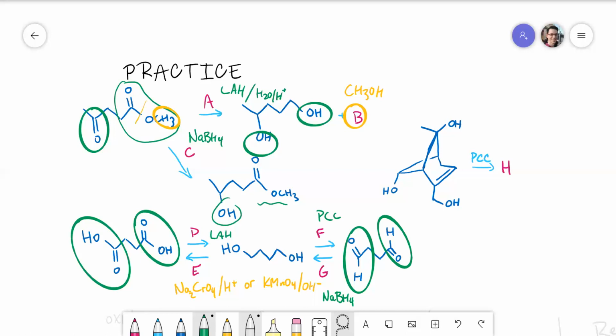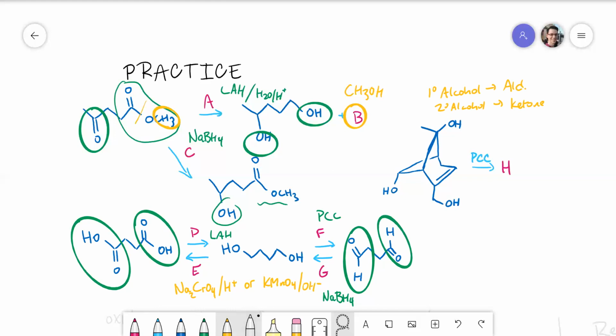We've got a ring with another ring kind of attached in a bridge formation. Now we're reacting PCC with it. Remember, PCC takes primary alcohols to aldehydes and secondary alcohols to ketones. Okay, it cannot react with tertiary or quaternary carbon because they don't have enough hydrogen bonded to them.